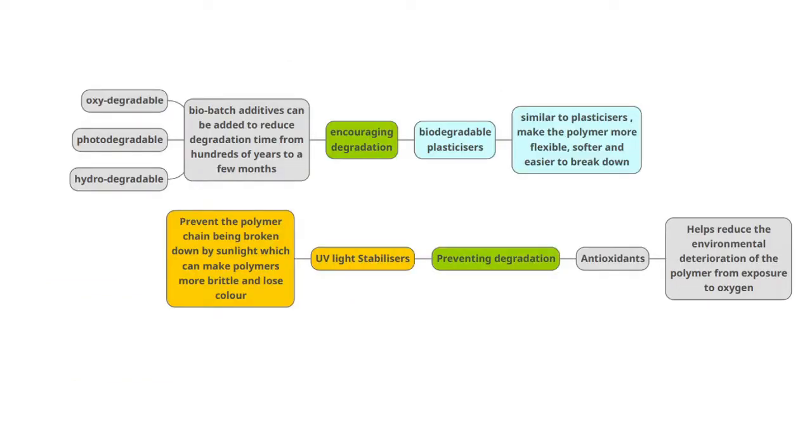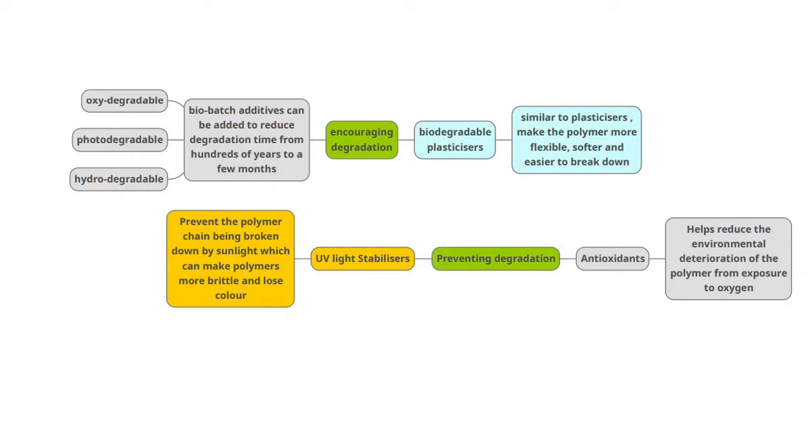So looking at preventing or encouraging degradation. We'll look at encouraging first. So you can add biobatch additives that can be added to reduce the degradation time from hundreds of years to a few months. Typically, obviously we know plastic products tend to sit in a landfill, particularly really bad products like toothbrushes that are made out of like 3 different kinds of plastics. So what you want to try and do is encourage that plastic to degrade as fast as possible.